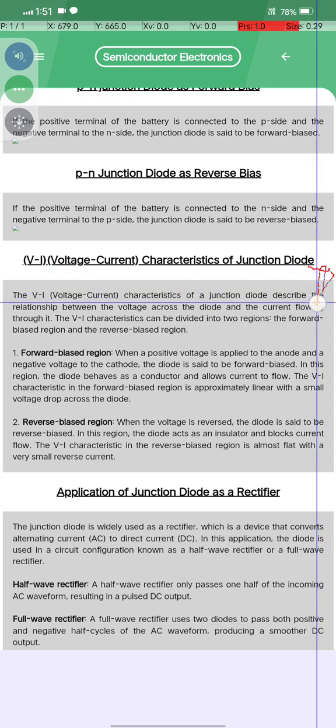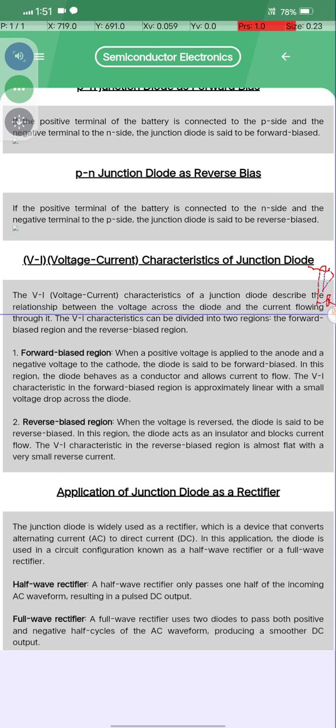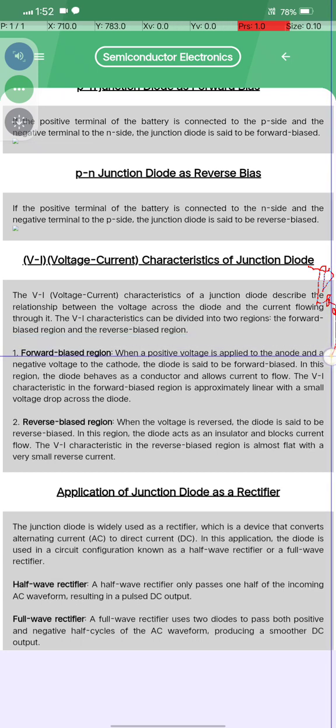Voltage-current characteristics of a junction diode describe the relationship between the voltage across the diode and the current flowing through it. The voltage-current characteristics can be divided into two regions: forward biased region and reverse biased region. What is the forward biased region?